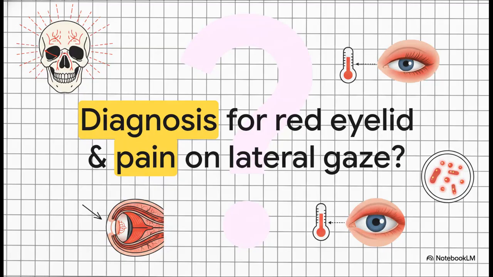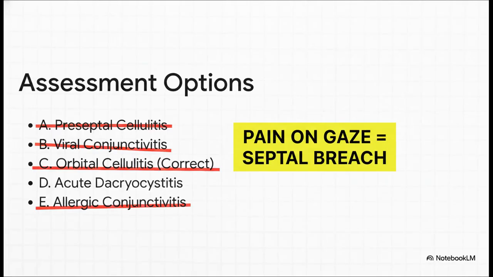Let's apply this to an integrated assessment focusing on isolating the exact anatomical boundary breached by an infection. We have a 10-year-old patient with a recent upper respiratory infection. They present with a swollen, red right eyelid, fever, and, critically, an inability to look laterally without agonizing pain. So, what's our move? Let's break down the options.